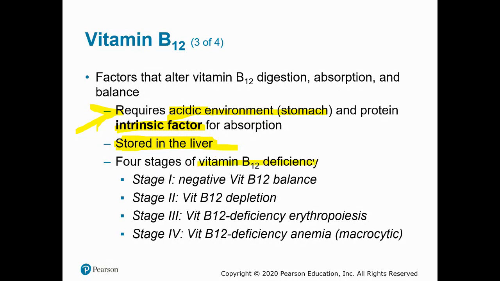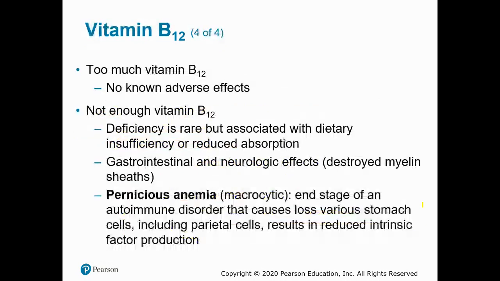B12 deficiency also follows a 4-stage process, very similar to folate. In stage 1, you're going to see decreased B12. By stage 2, you're going to see decreased B12 in the blood. By stage 3, you're going to see a decrease in red blood cell production due to B12 deficiency, so inhibited erythropoiesis. And by stage 4, that's where we can diagnose B12 deficiency anemia, which again is a macrocytic anemia.